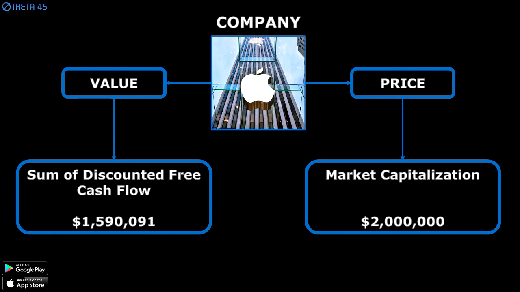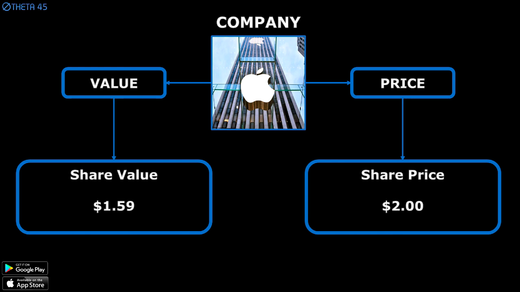We can now compare the value of this company to its market capitalization. Or divide both numbers by the quantity of shares floated on the stock market to compare the share value with the share price. If the share value is less than the share price, the company is currently trading at a premium. But, if the share value is greater than the share price, then the company is currently trading at a discount for the investor to buy.